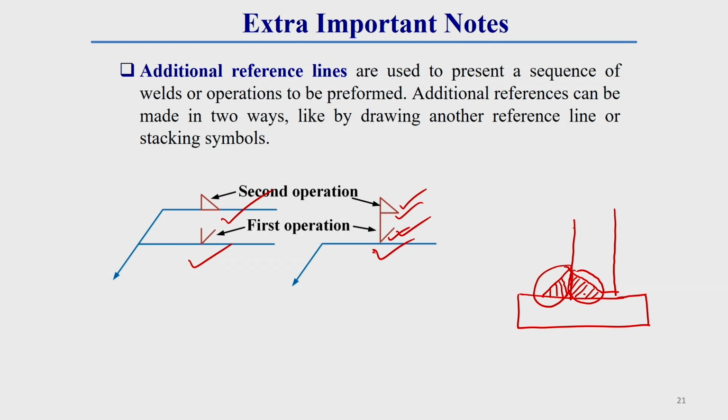If it is on the opposite side, then in that case we should use multiple reference lines. Let us say on this side also we should do some welding operation. If we should do welding operation on the other side also, in that case we should use these multiple horizontal reference lines. Okay. In this case, the single line will not be applicable. So, this is all about today's lecture.